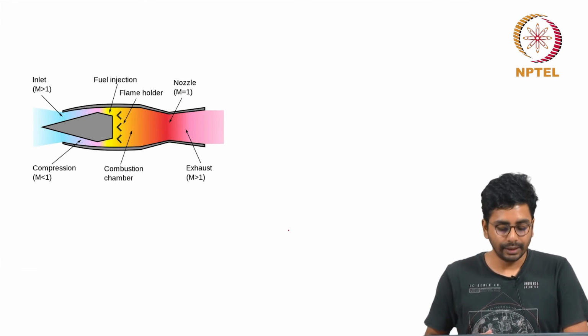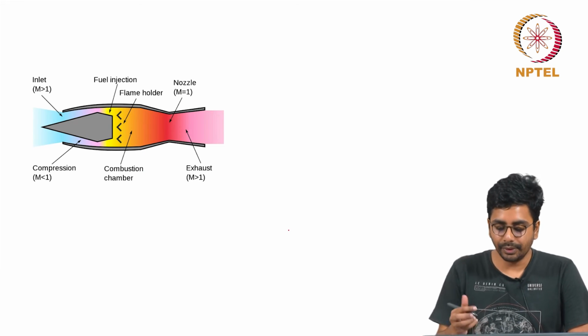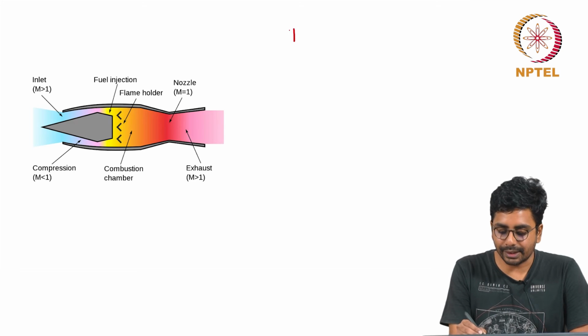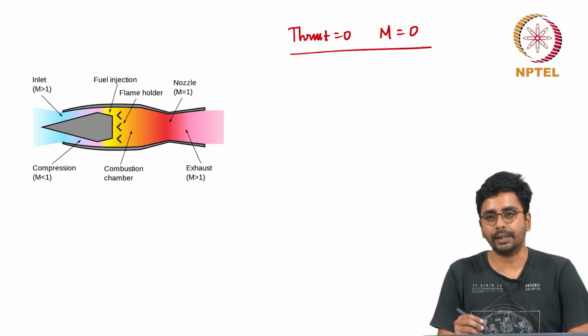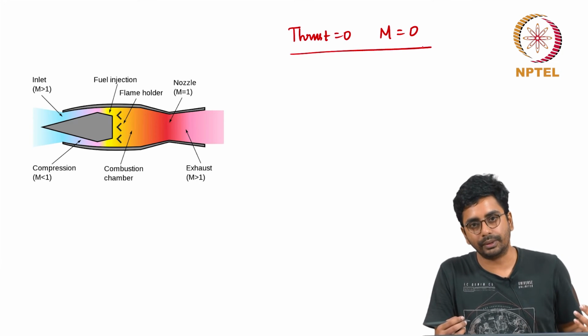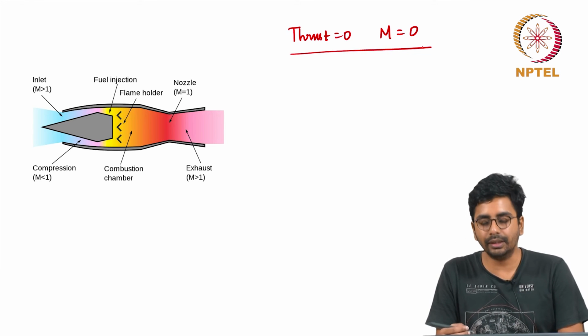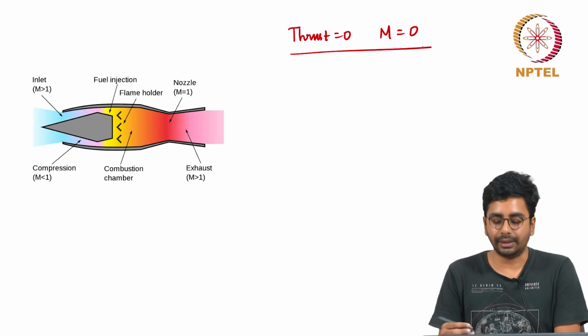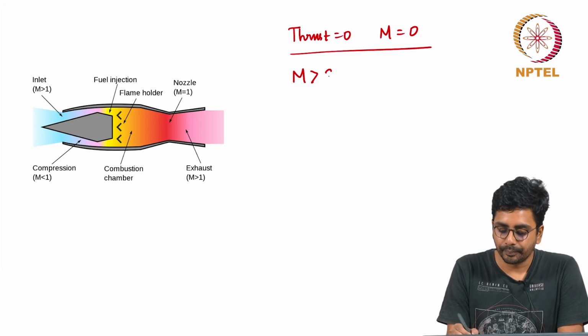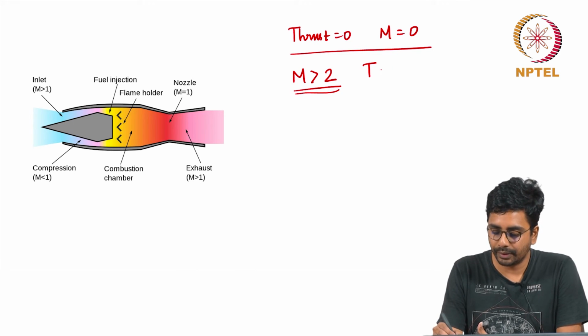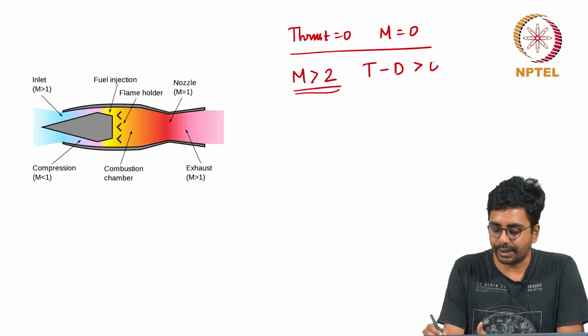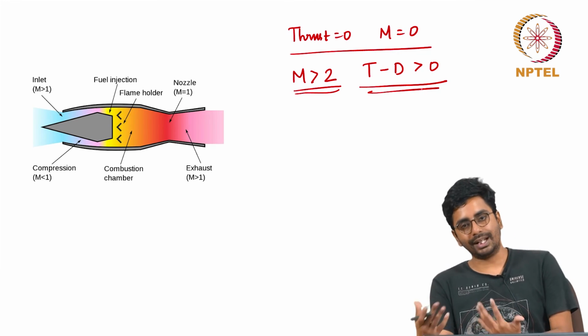Ramjets, I said, are mostly used in weapon systems. Disadvantages are thrust is 0 at Mach number 0, startup thrust is 0, so you need to take it using another vehicle to sufficiently high Mach numbers of about greater than 2 for it to produce useful thrust. Greater than 0 only when you go to large Mach numbers.